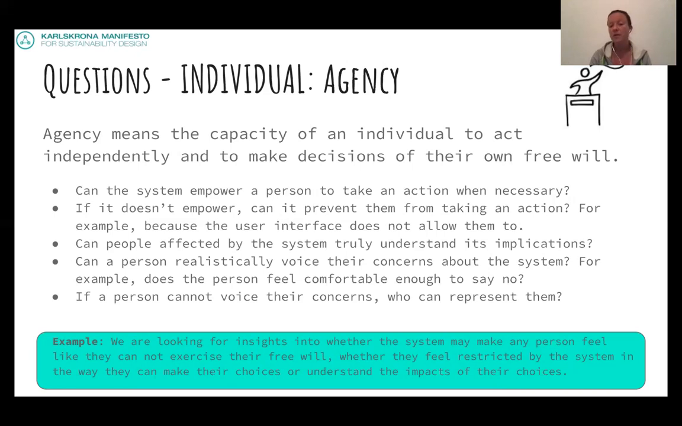So we're looking for insights into whether the system may make any person feel like they cannot exercise their free will, whether they feel restricted by the system in a way they can make their choices or understand the impact of their choices.